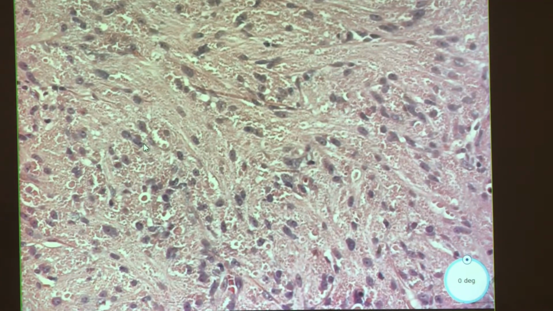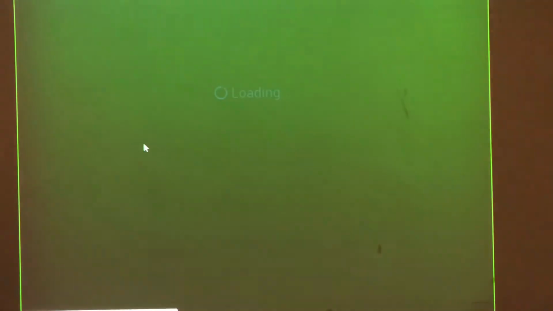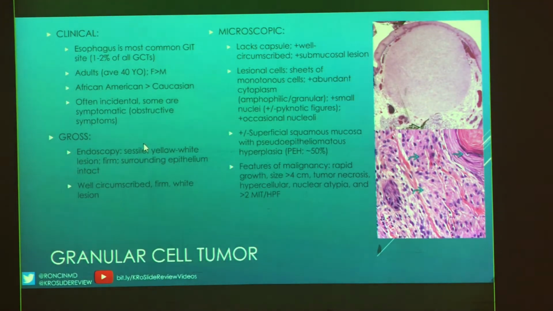Yeah, so you can really appreciate all the granules that are part of the cytoplasm, even though some of the cells are falling apart. And the other sections are just kind of edematous. Yeah, it's that non-specific edema that you really should not mention. So the esophagus is your most common GI site, but granular cell tumor in the esophagus only accounts for 2% of all granular cell tumors. So this is still really uncommon.